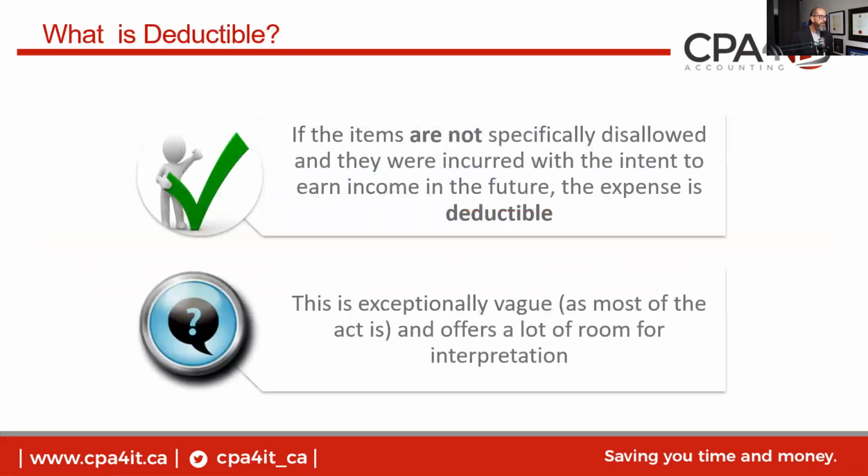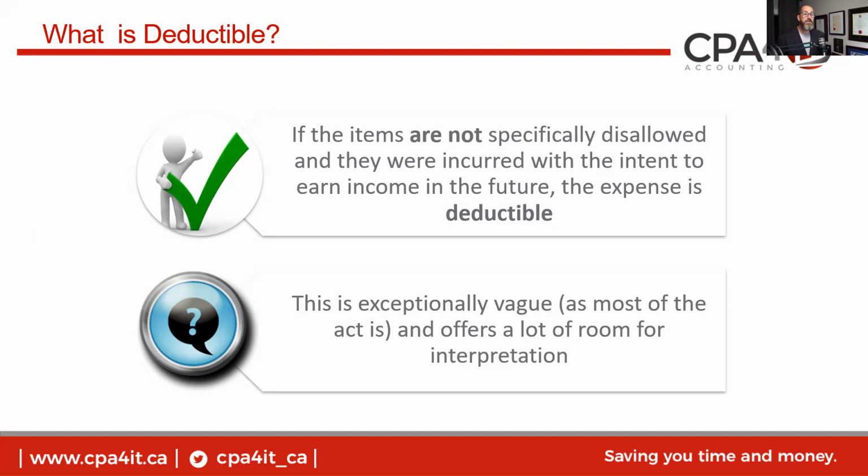Okay, here we go. So first of all, let's talk a little bit about what is deductible and what the rules are from CRA as far as what you can and cannot deduct. First of all, if an item is specifically disallowed by the Income Tax Act, you can't deduct it. That's not gray, it is black and white. If it's specifically disallowed in the Income Tax Act, you cannot deduct it.